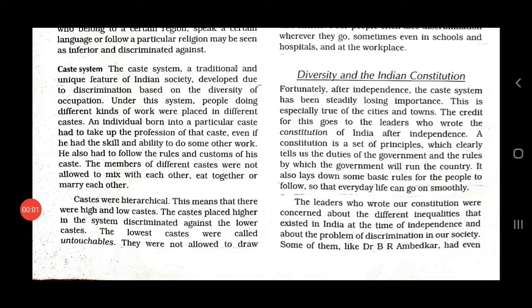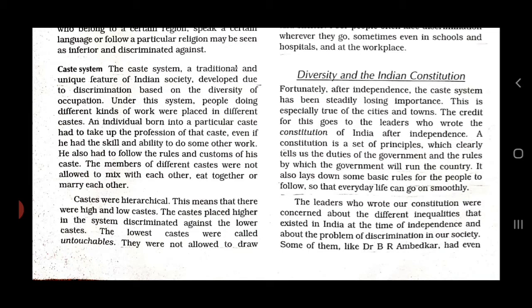Now children, talking about diversity and the Indian Constitution. Now here what they are telling is, see children, we have already studied under the caste system that after independence, fortunately, this caste system is losing its importance. Basically they are talking about the city areas, towns, and the whole credit for this goes to whom? Goes to the leaders who wrote the constitution of our country, India, after independence.